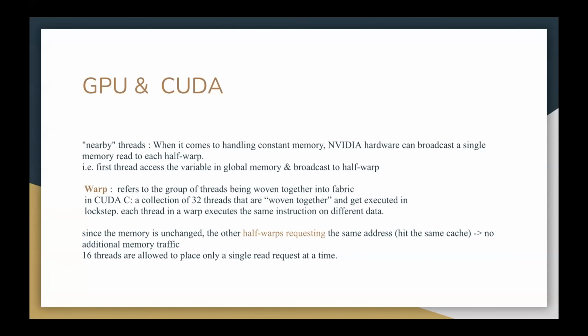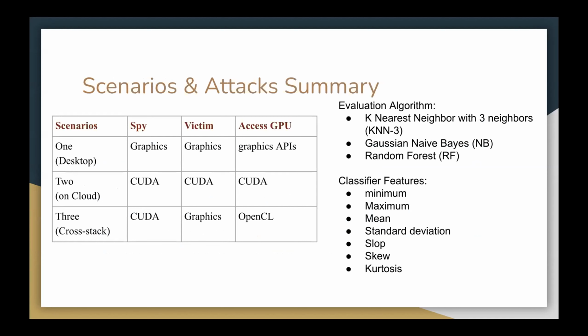Since the memory is unchanged, and the other half warp is requesting the same address, that means it hits the same cache, so we don't need additional memory traffic. The remaining 15 out of 16 threads are also allowed to get the broadcast variables. Yeah. So towards what the paper does, here's a chart about the scenarios and the text summaries.